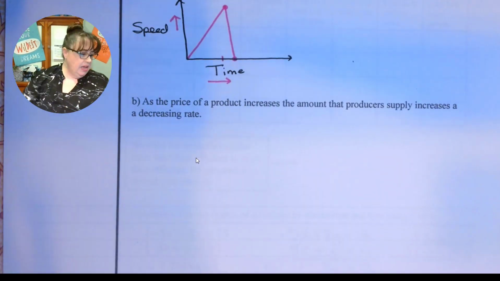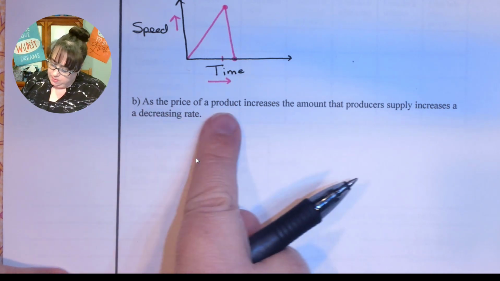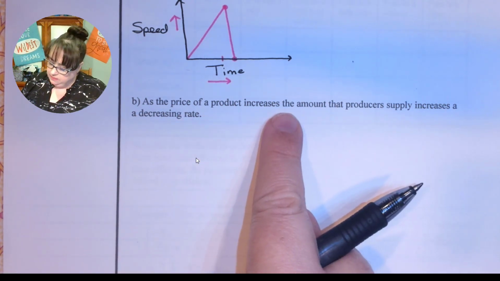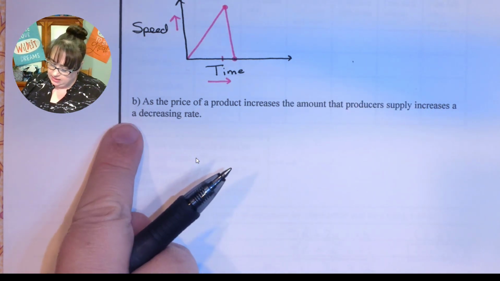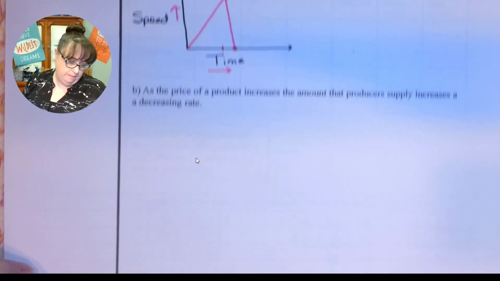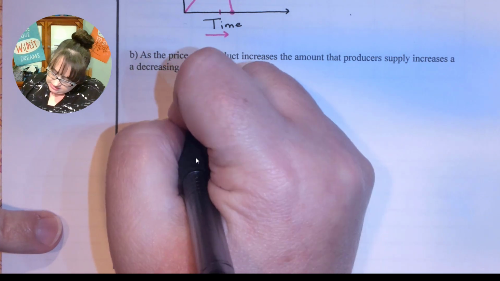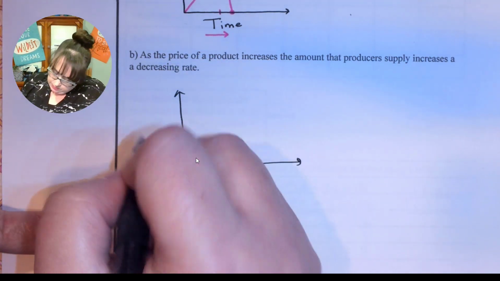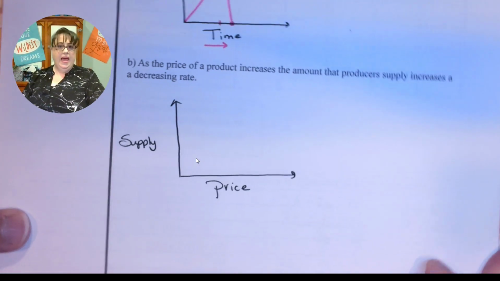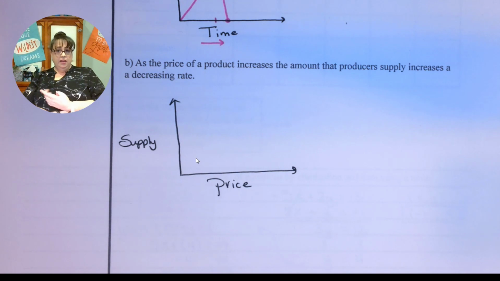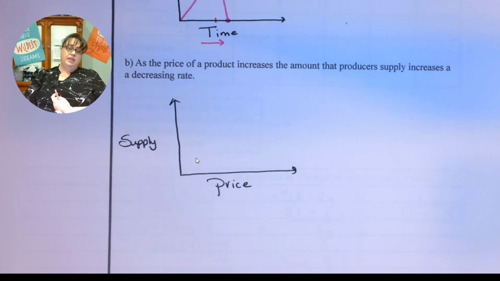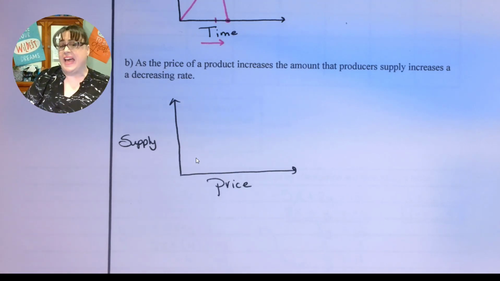So now let's look at the last one. As the price of a product increases, the amount of the producer's supply increases at a decreasing rate. Okay, this is supply and demand. So supply and the price. As the price of the product increases, the amount that the producer's supply increases at a decreasing rate. So we're still going to increase, just not as fast.